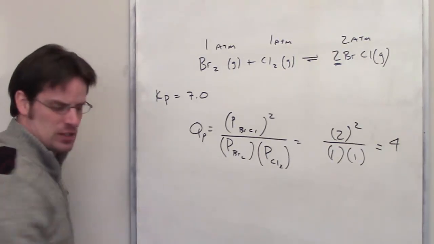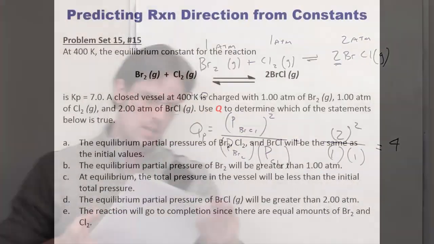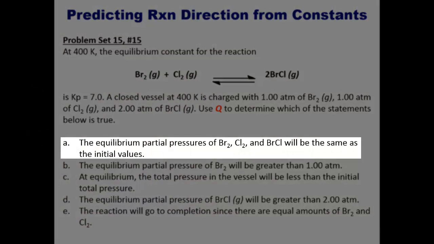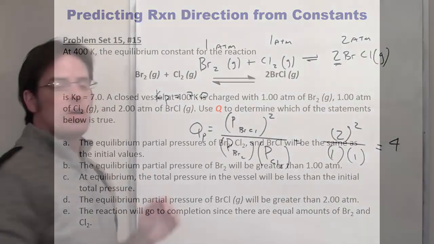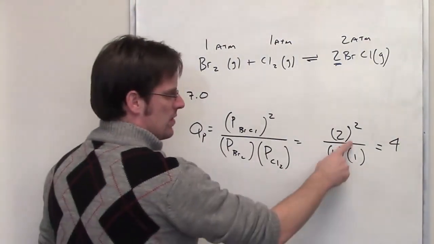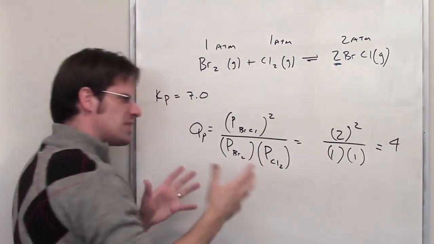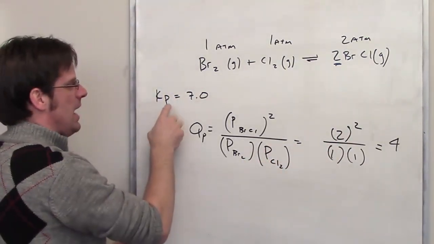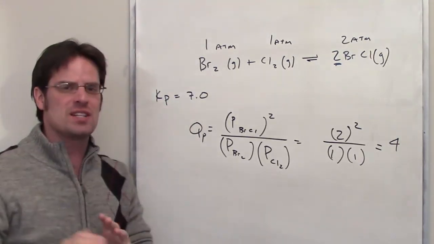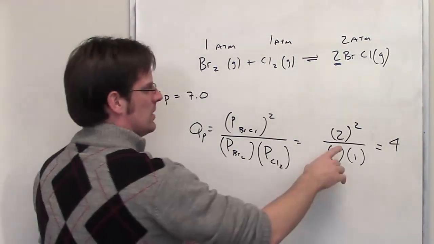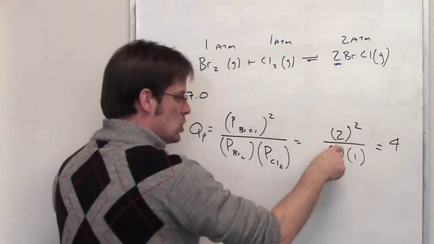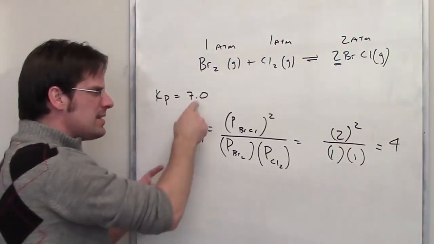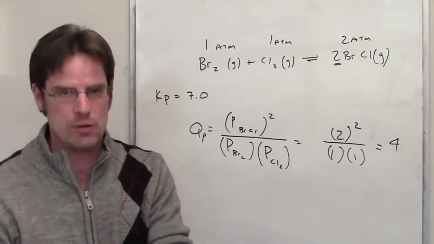So with that said, let's look at the multiple choice options. Option A says the equilibrium partial pressures of bromine, chlorine, and bromine chloride will be the same as the initial values. Going back to what we've written on the board, here are the initial values. Does it make sense that these initial values are going to be the same as what they would have at equilibrium? Of course that doesn't make sense at all, because the initial values are such that Q ends up being 4, and it needs to be 7, so that first statement is complete rubbish.